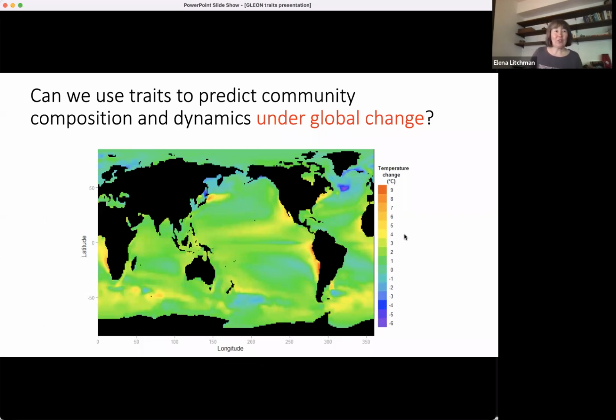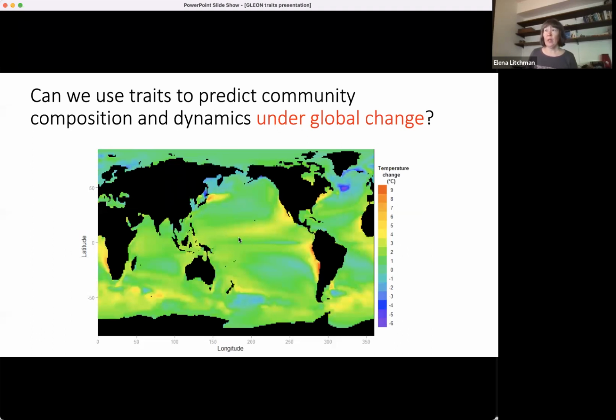So another question is, can we use traits to predict community composition and dynamics under global change? And the answer is, of course, we can. And so I will give you an example where we looked at temperature as a stressor. And we all know it's a global stressor for both freshwater and marine environments. But this first example is for marine environments.